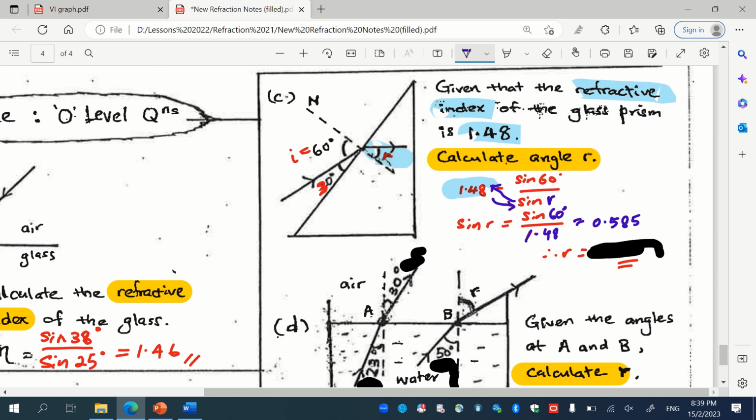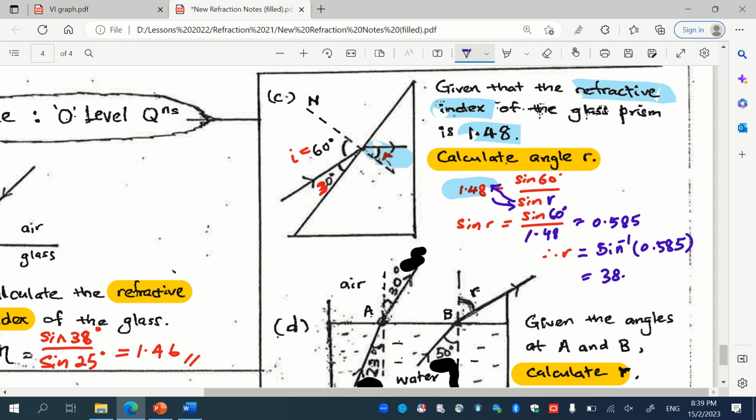0.585. So to find r, you have to use r equals inverse sine, right? Inverse sine 0.585, and then you will get your answer 38 point something, right? Okay, you will get your answer 38 point something degree.